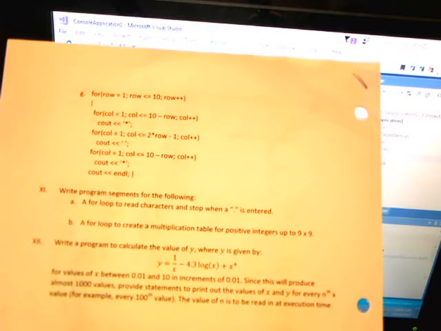All right, let's see. We have time for one more, I think. Write program segments for the following. Write a for loop to read characters and stop when an A is entered. So we did something similar with a while loop a while back, where we counted the number of characters in a sentence. So this is kind of the same idea. How would you do that in a for loop?